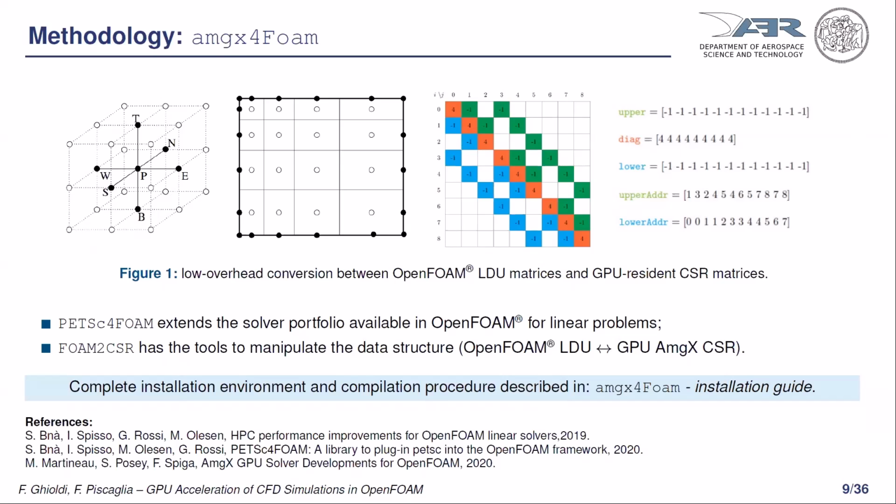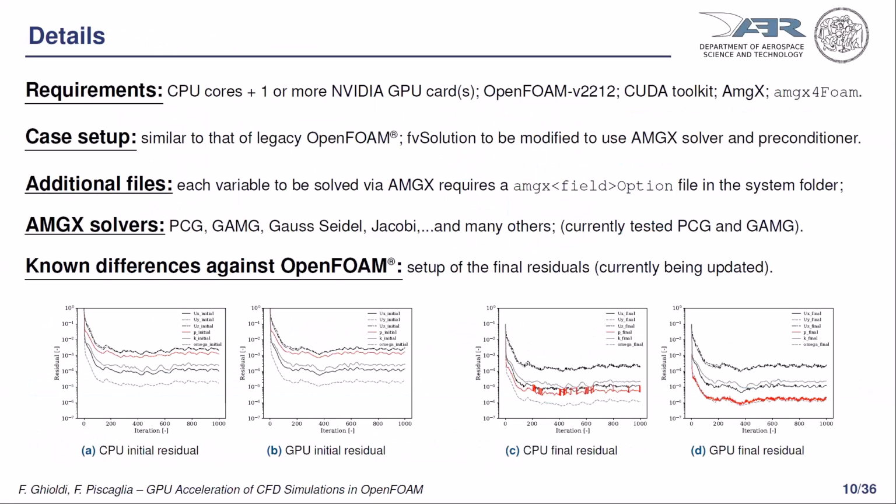The work that we are currently doing is to try to make these two libraries even more lightweight so that we can remove, if possible, or reduce the amount of operations currently done, in order to further reduce the possible bottlenecks inside this kind of operation. I also want to provide some references if you are interested in the topic. The requirements are pretty simple. You just need CPU cores and an NVIDIA GPU card, because we are exploiting AMGX, which is powered by NVIDIA. Currently, this is done with the ESI version of OpenFOAM. And then you need the CUDA toolkit and AMGX.